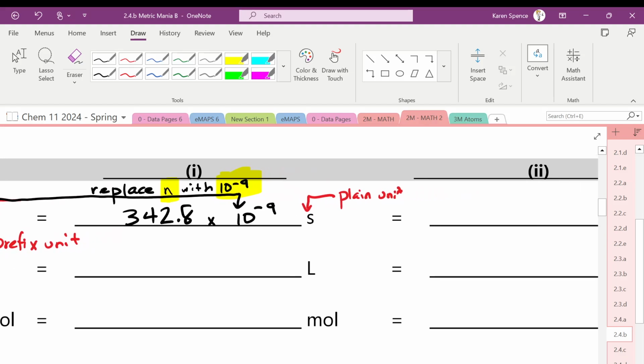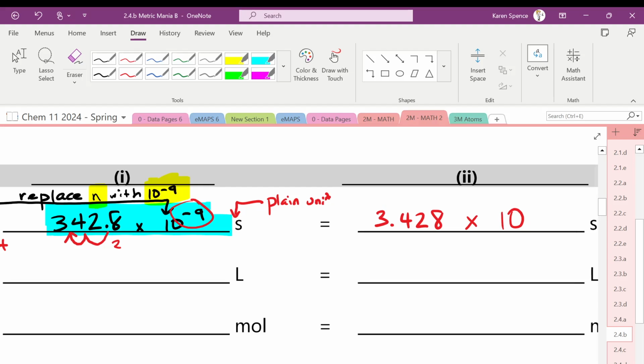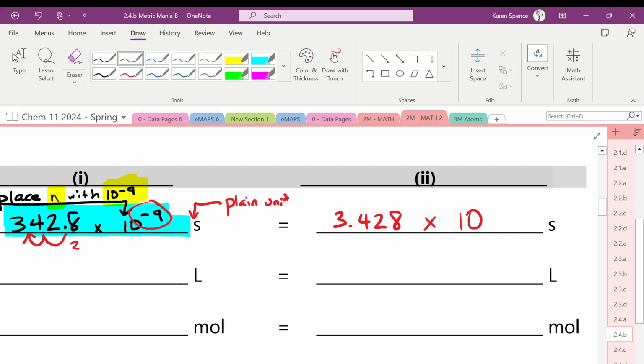Now, what is wrong with this particular way of writing this? It is not in scientific notation. So that's why there's a second equal sign to allow you to put it into scientific notation. So you're going to take your decimal place and move it over 2 places. So you have 3.428. That number got smaller, so my power of 10 has to get bigger. This got smaller by 2 powers of 10, by 10 to the 2. So 10 to the negative 9 needs to get bigger by 2 powers of 10. So it was 10 to the negative 9. Now it becomes 10 to the negative 7.